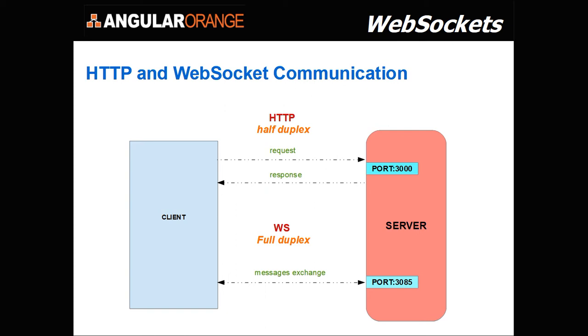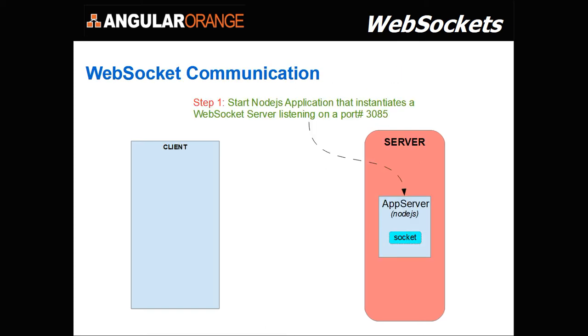So let's not get too caught up on the complexity of this. We're going to show you really the WebSocket, and we're going to try to simplify this as much as possible. Okay, so let's look at the communication of the WebSocket. So step one, you start a Node.js application that instantiates a WebSocket server listening on a port. That's the first thing you do.